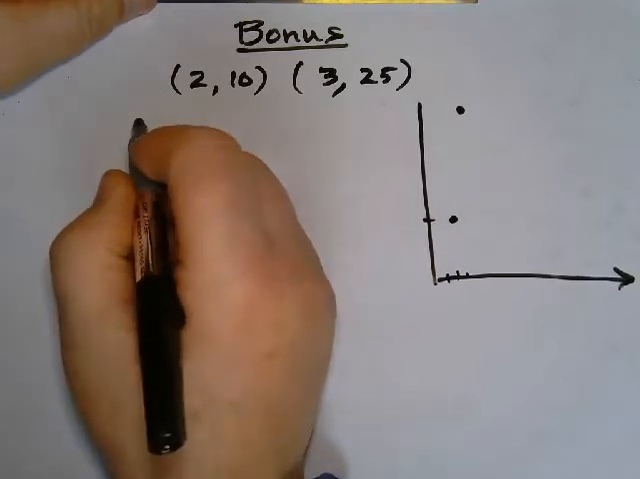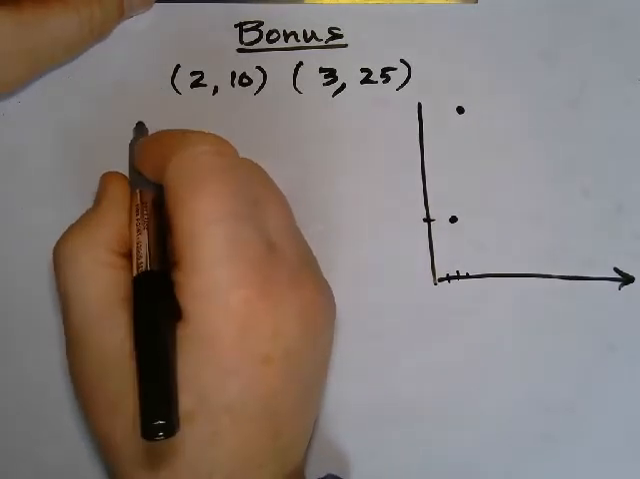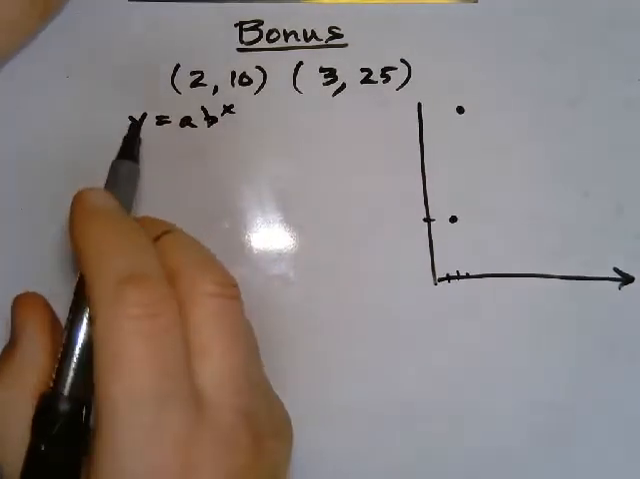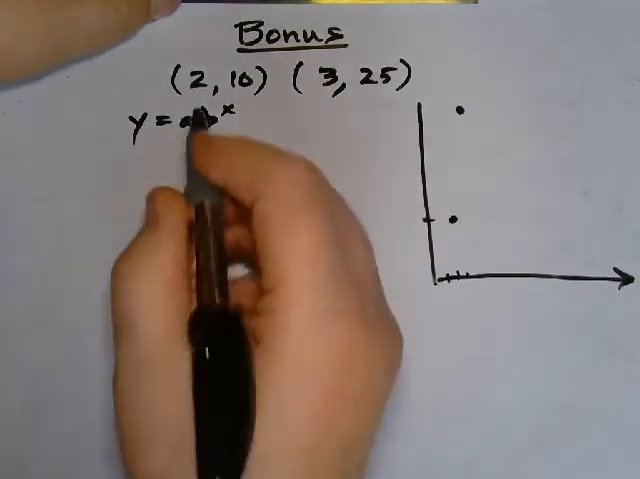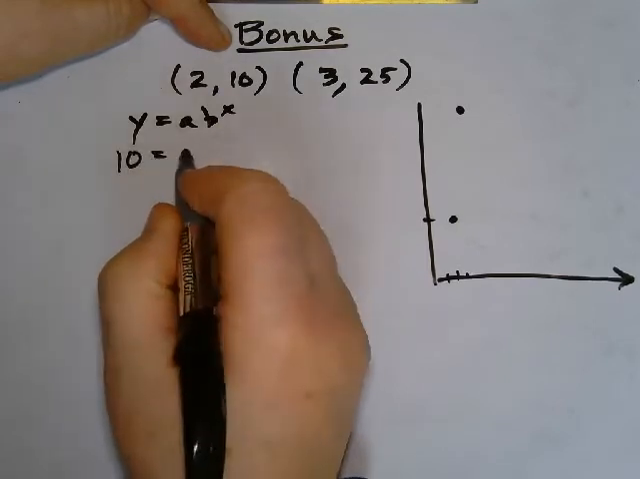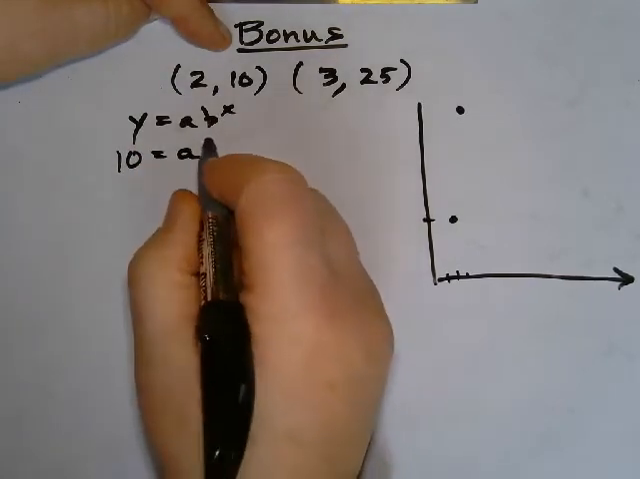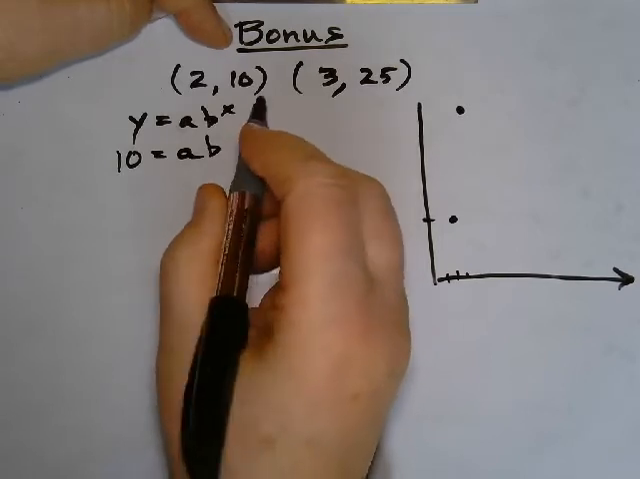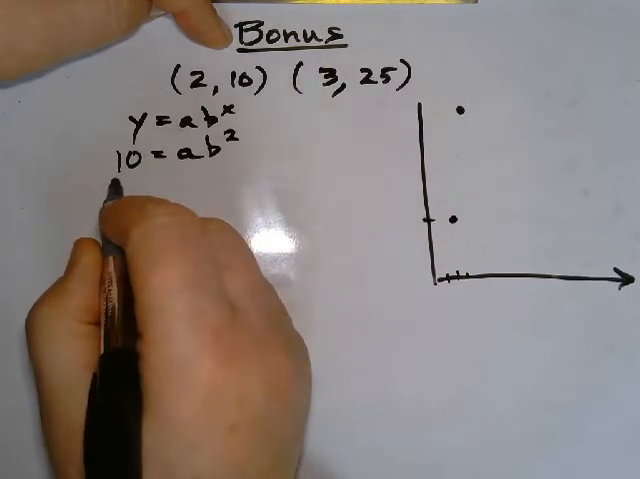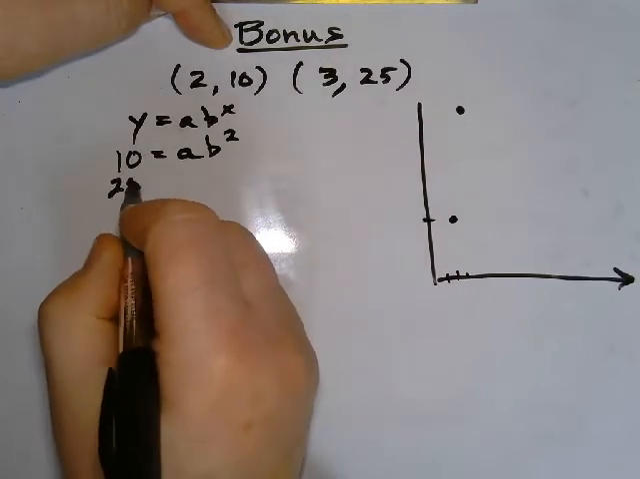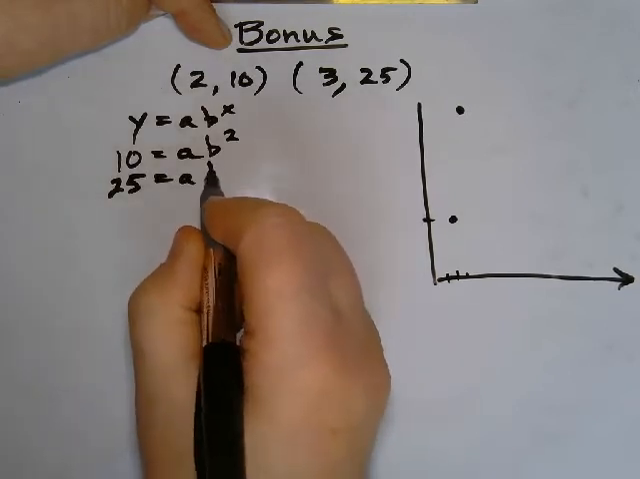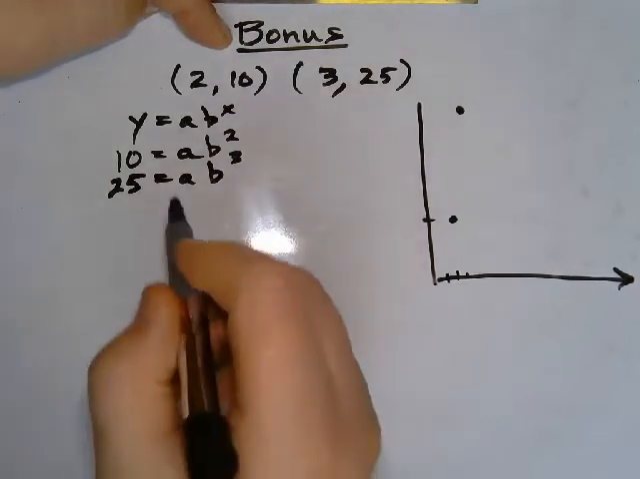Well, we're going to use the same idea that we used back in solving systems of linear equations. Here's our function, and we're going to write two equations here with two variables. Let's take the first one here. Y is 10. A we don't know. Of course, we don't know the y-intercept. B we don't know. That's the rate. And x is 2. And we write another one. Y is 25, A we don't know. And B we don't know, and the exponent is 3.